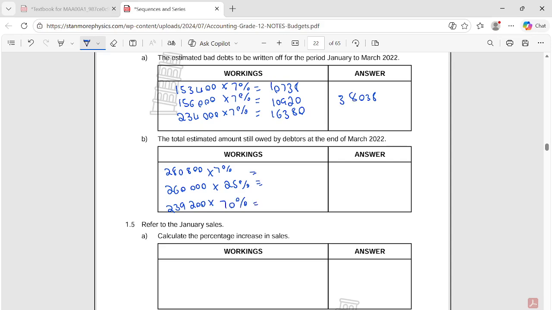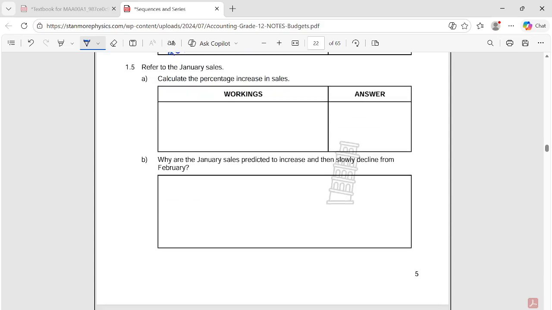Now what is the amount that I'm getting for January? This plus this times this, so I'm getting 19,656. And then for February I'm getting 65,000, and then for March I'm getting 167,440. Then I add all these three amounts, and I must get the total amount outstanding that the debtors owe us. So I'm going to get 252,096.